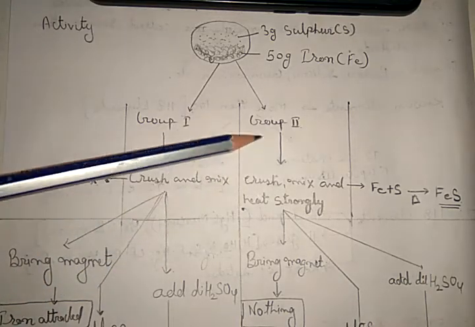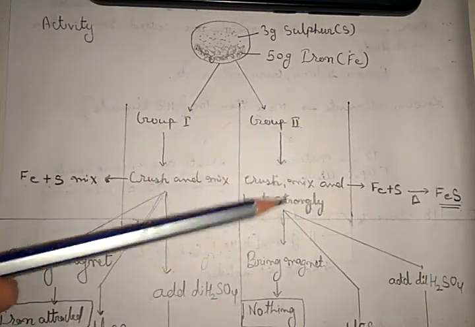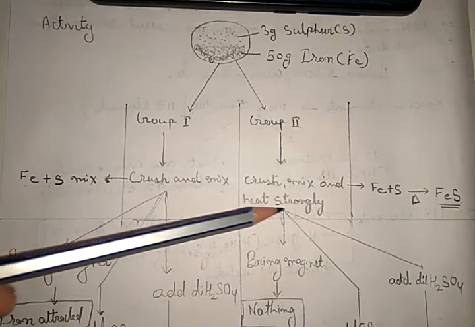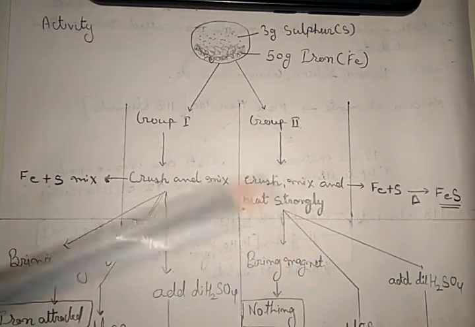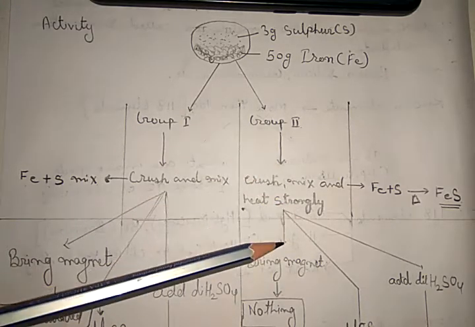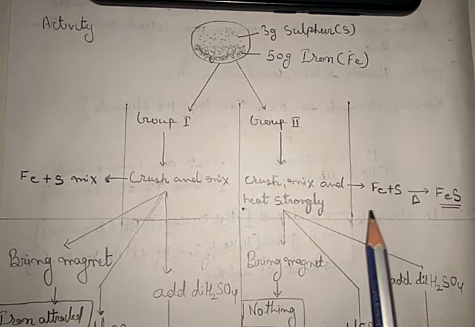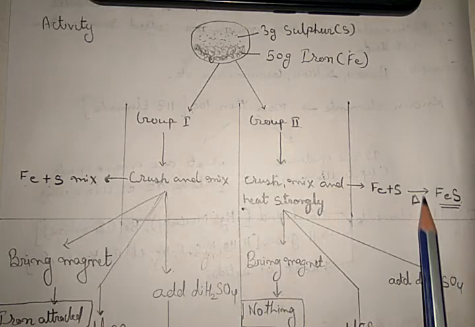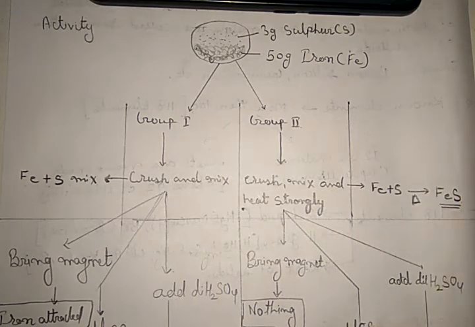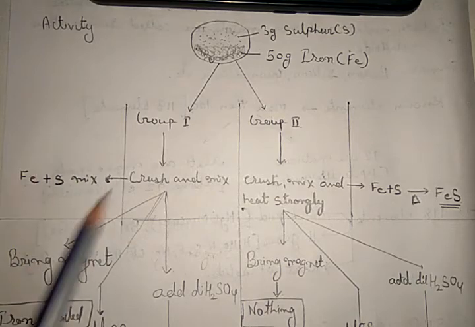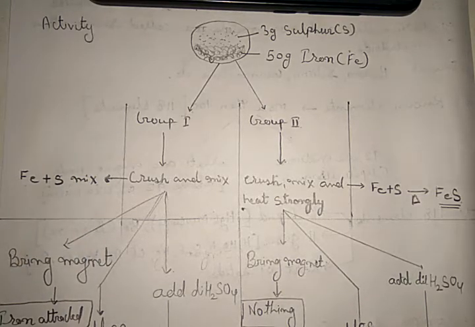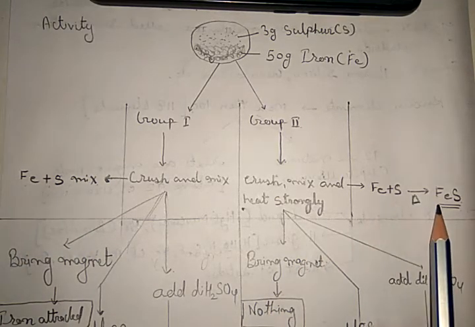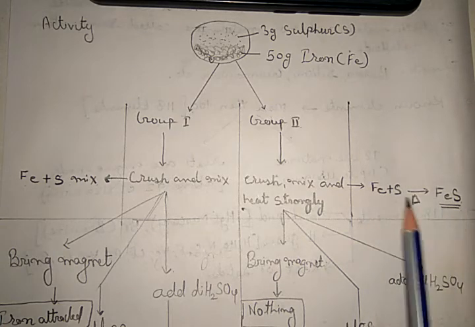Now in the second group we crush, mix and heat it strongly, so that iron and sulfur react with each other and make a substance, FeS. Here let me clear you, in the first group they are just mixed but do not chemically combine, but here by strong heating they combine with each other and make a chemical compound.